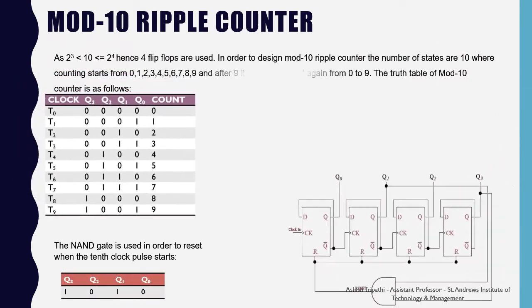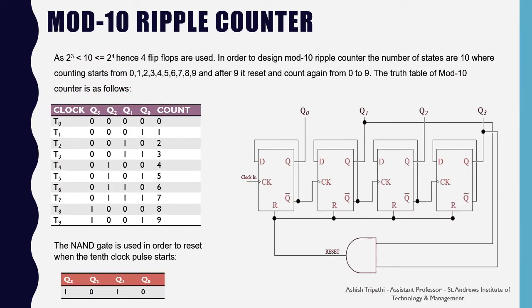So let us quickly design a mod 10 ripple counter. As you know, designing a ripple counter is very easy. Here you have to find out how many flip-flops are going to be used. If I am using a mod 10 ripple counter, using the formula, it shows that 2 to the power 3 is less than 10 and 10 is less than or equal to 2 to the power 4. Hence, at least 4 flip-flops are necessary to design this counter.